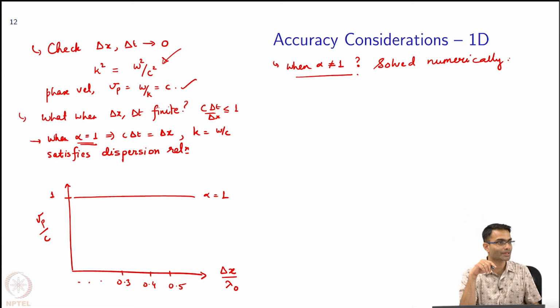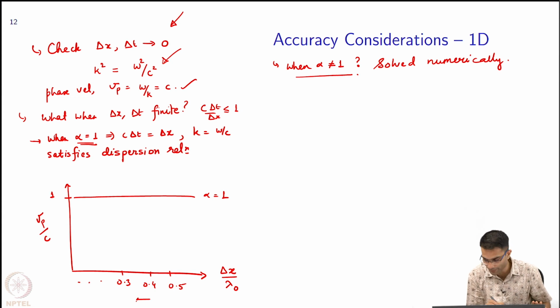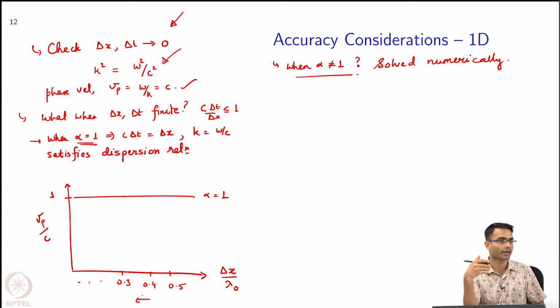What happens is that, one thing we know is that as delta x and delta t tend to 0, I get the perfect wave behavior. Okay. So, on this graph that I am showing you, as I approach the origin, as I go to finer and finer discretizations, what should happen? What will happen to the ratio of Vp to C? It should approach 1, right?